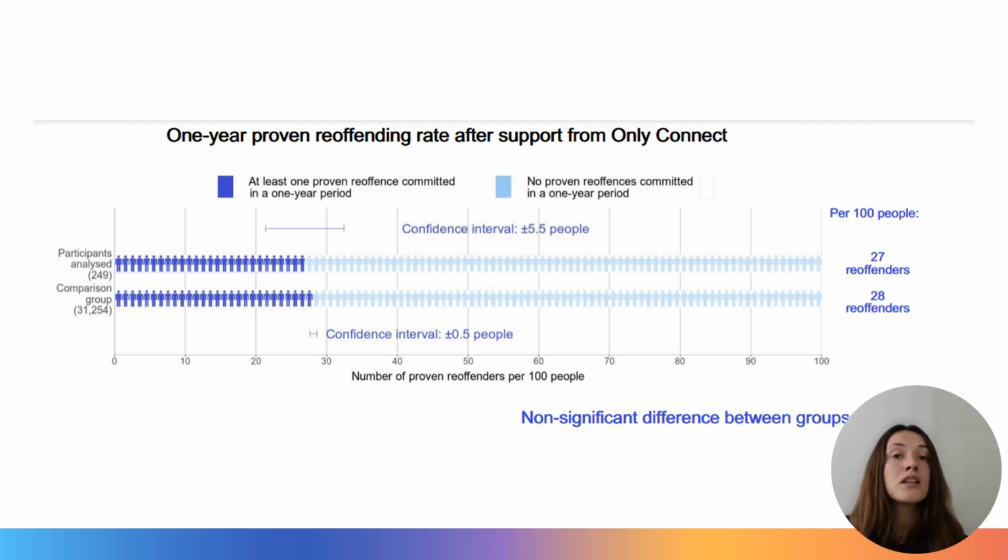So this is a really good example of how to use a non-standard graph without losing any information and making it less compelling.